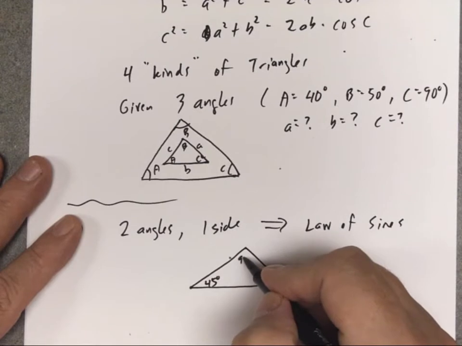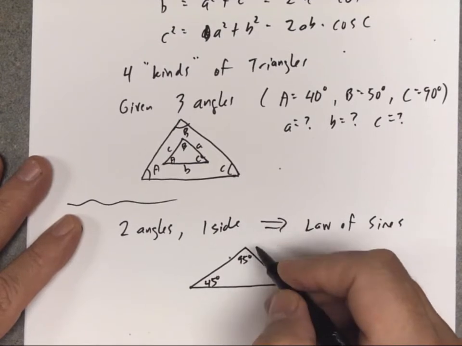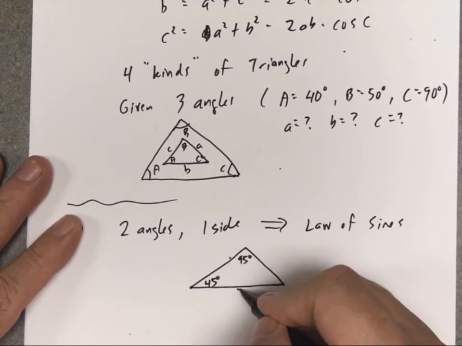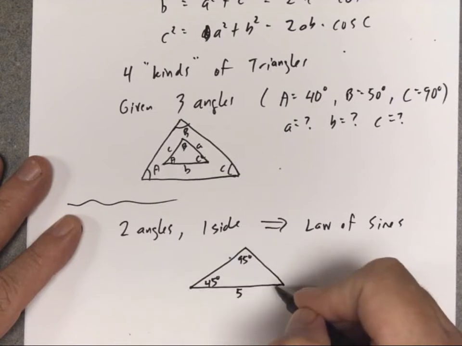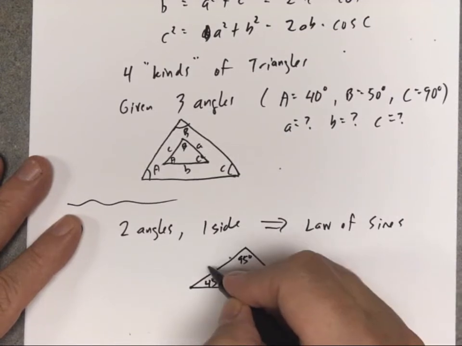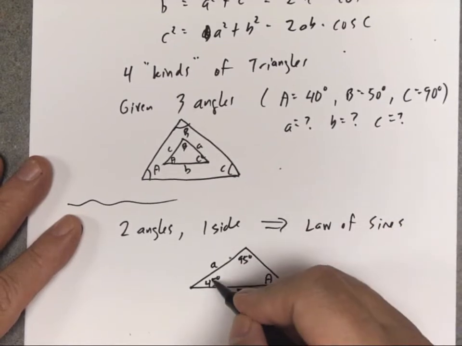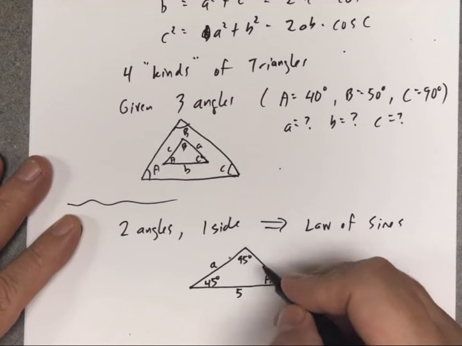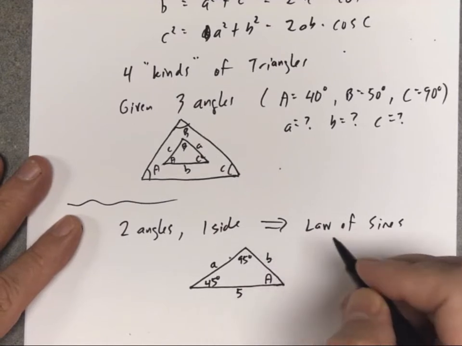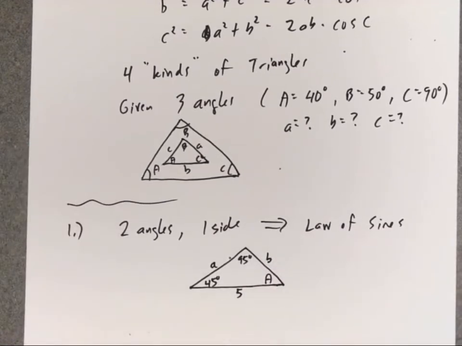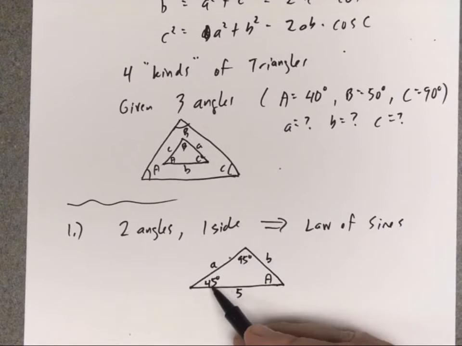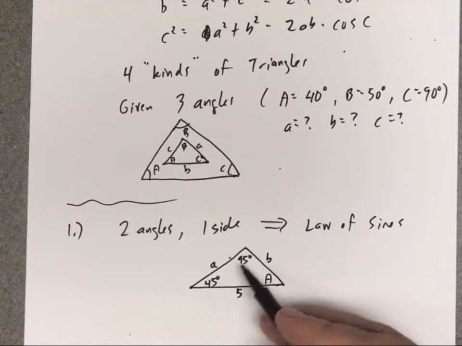Let's say this is a 95-degree angle. The length of this side is 5. We'll call this angle A, which means this is side A. And we'll say that 45 degrees is angle B. So that's side B. So what are we given? We're given 2 angles, 45 degrees and 95 degrees, and 1 of the sides.